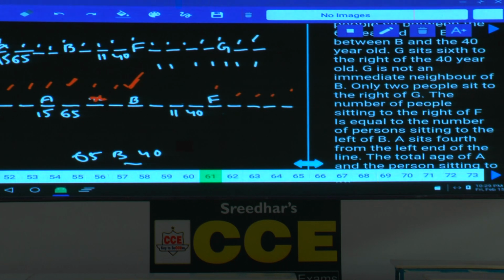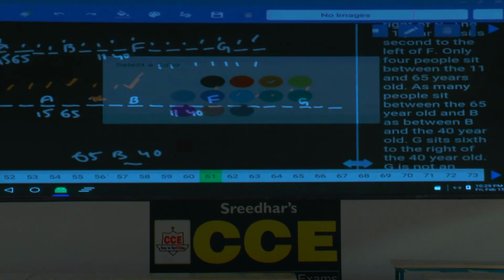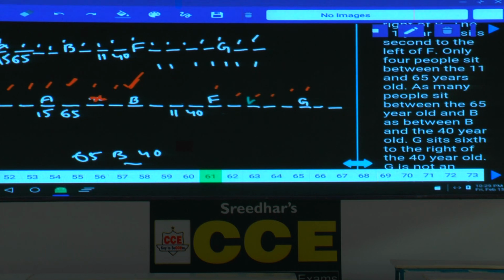And only 2 persons sit between G and H. How many persons are in between G and H? There must be exactly 2 persons. As there are exactly 2 persons between G and H, where should this H be? H must be here only. Only 2 people between G and H.